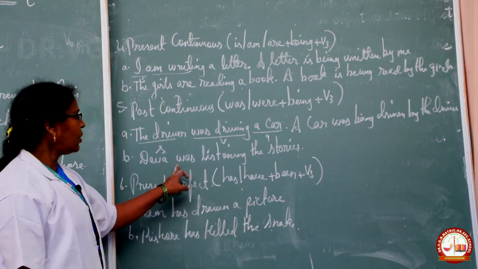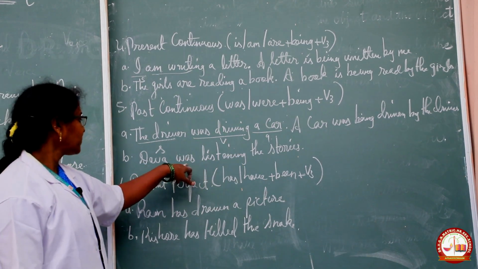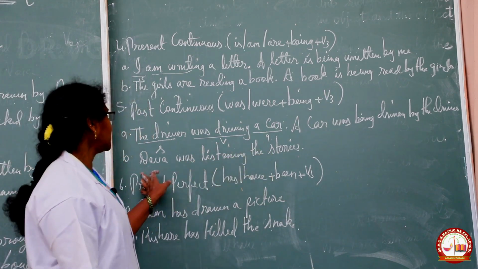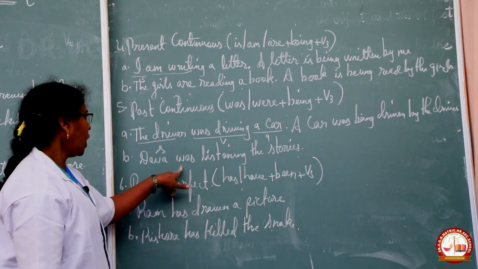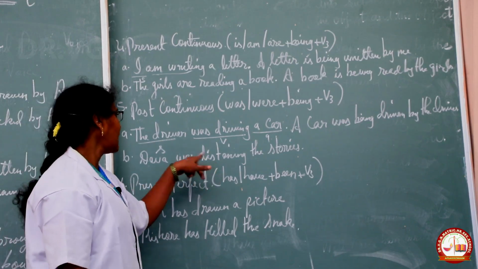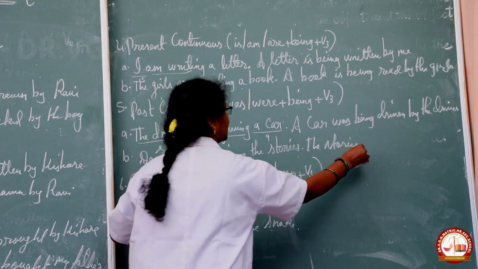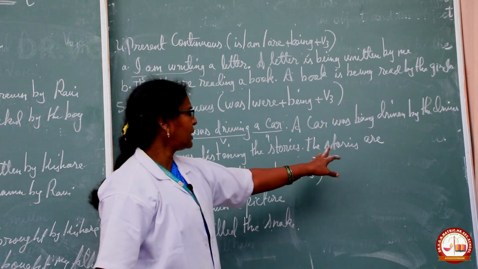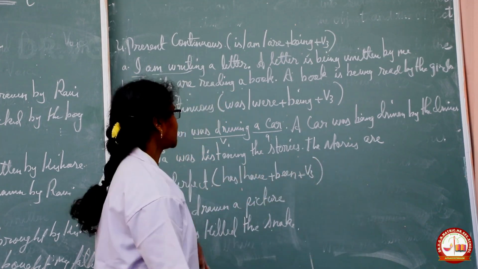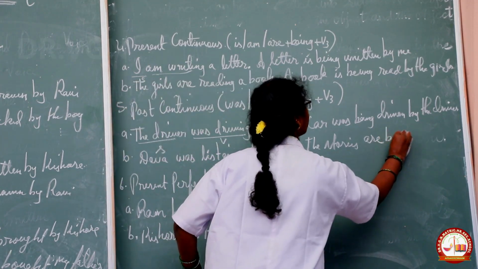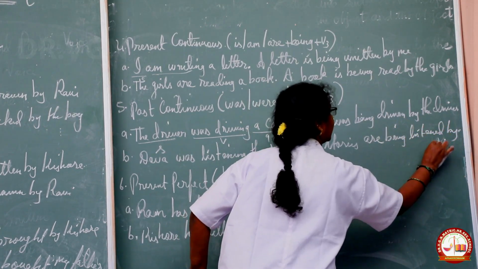Next, Deva was listening to the stories. So Deva is the subject, was listening is the verb, the stories is the object. So it is in past continuous tense. So here also the same thing. So how to change? The stories are. Why do we write are here? Because the stories is in plural form. So you must use the verb also in plural form. So, the stories are being listened to by Deva.